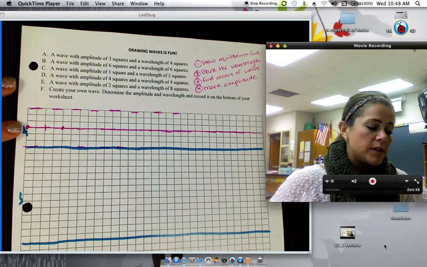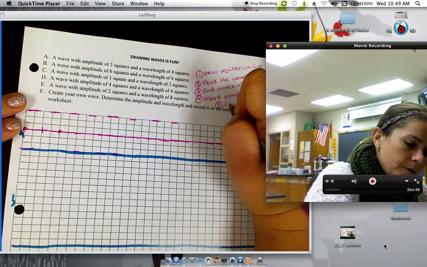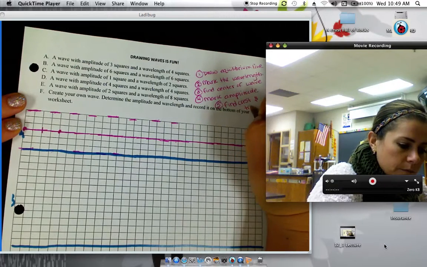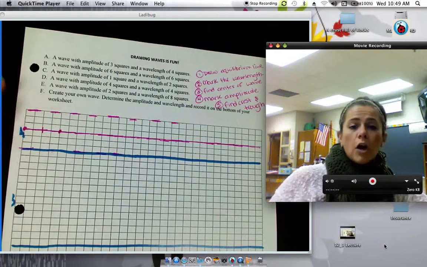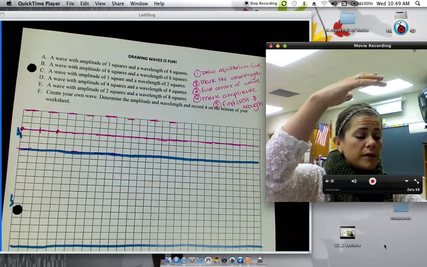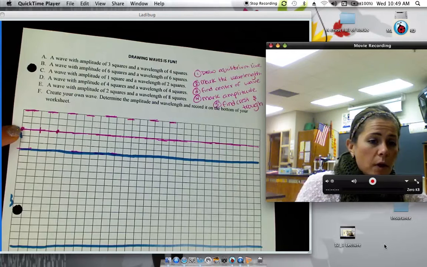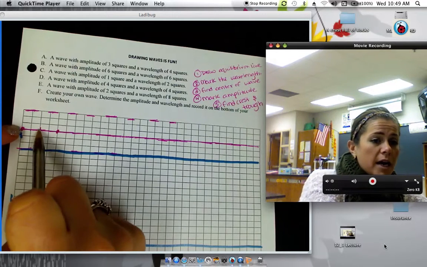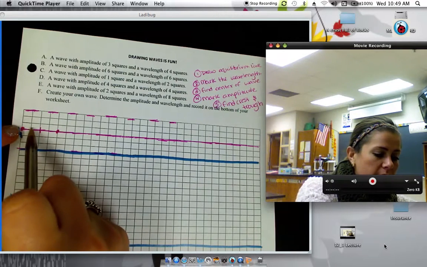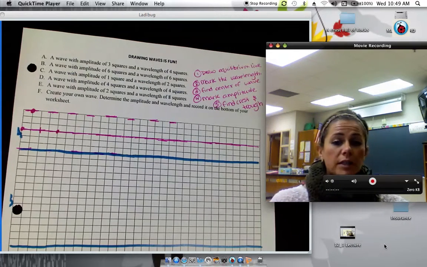The next thing that we want to do is go ahead and mark the crest. So step 5. Find crest and trough. So we said that the crest is going to be 3 squares above the equilibrium line. So when I look at that, I look at the start of my wave, and I look at the middle, and I find where halfway between those 2 points are. Halfway between these 2 points is going to be right here. I'm going to follow with my finger, and I'm going to mark where my crest should be. So my crest is going to be at the top there.